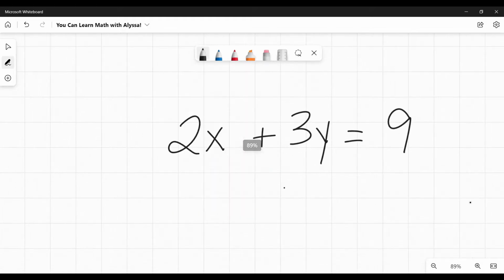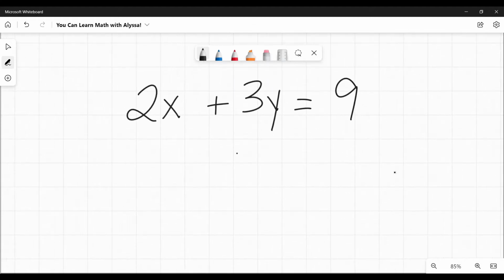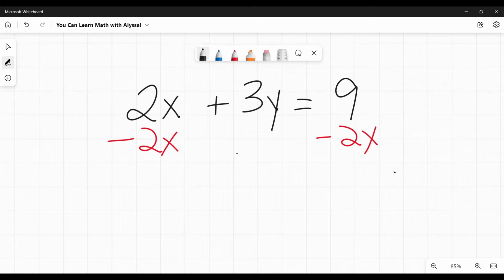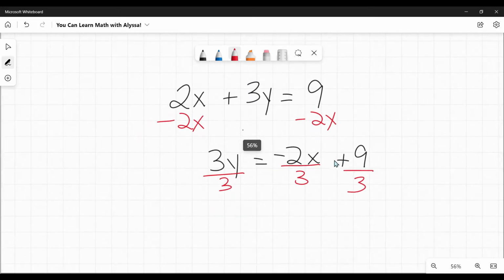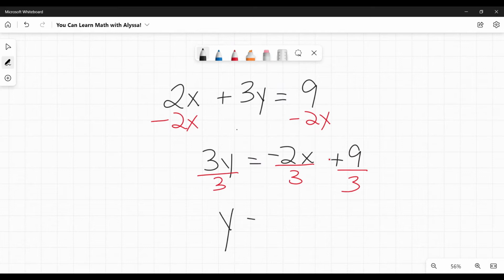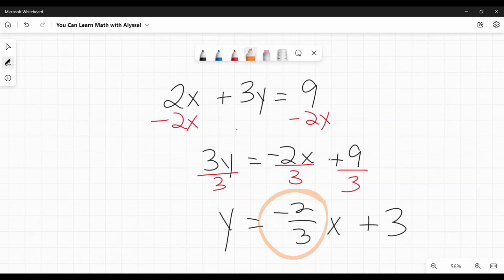Well, if we put it in slope-intercept form, we can see it much more easily. To do that, you get y by itself. So I would subtract 2x from both sides. That gives me 3y equals -2x plus 9. Then, to get rid of this 3, I would divide everything by 3. Zoom out a little bit. There we go. And that will give me y equals negative 2/3 x plus 3. I've now converted it into slope-intercept form. And now I can easily see that the slope of this line is negative 2/3.